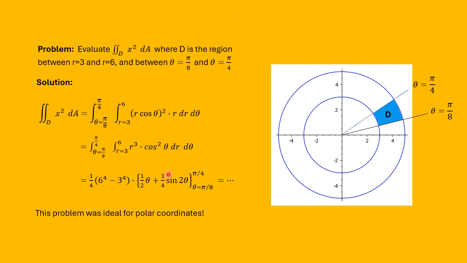This integral was pretty easy to do. The limits of integration were all constants. r went from 3 to 6, theta went from pi over 8 to pi over 4. That turned out because the boundary of this region D consisted of parts of concentric circles centered at the pole or origin, and the other two sides of D turned out to be very easy to describe in terms of theta. So this problem was really set up for an integration by polar coordinates.